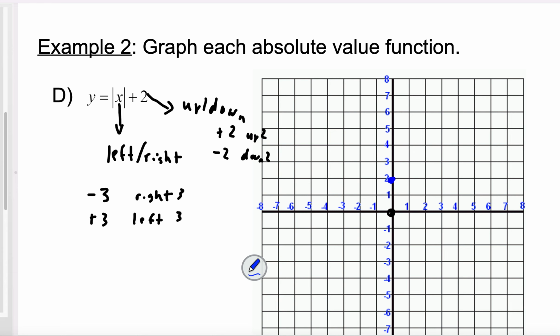And then our slope here on the outside is like a 1 over 1. So I'm going to rise 1 and run 1, but I'm going to rise 1 and then go to the right 1 and go to the left 1. So then rise 1 and run 1. Rise 1 and run 1, and then I can connect my points. And there we have our absolute value graph.